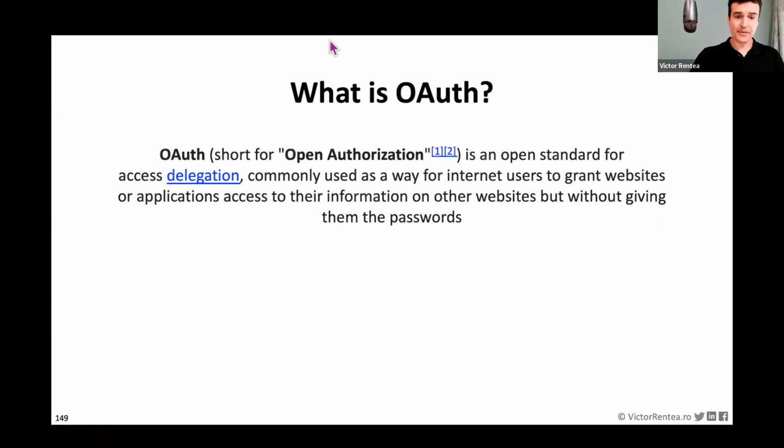OAuth, the open authorization, is a standard for access delegation. So you can delegate access to another application. You could let another application access your data. Commonly used as a way for internet users to grant websites or applications access to their information on other websites. So the mobile app can access something on my behalf on some server that I have data on, right? But without giving them the passwords.